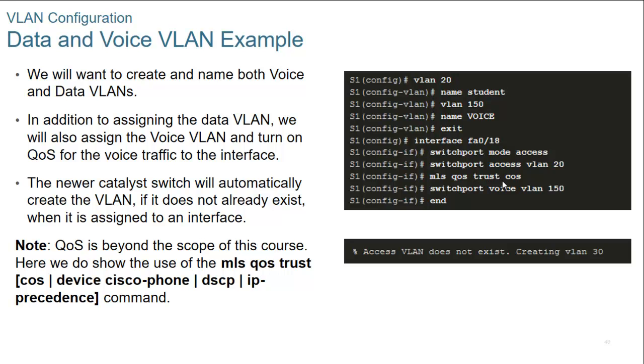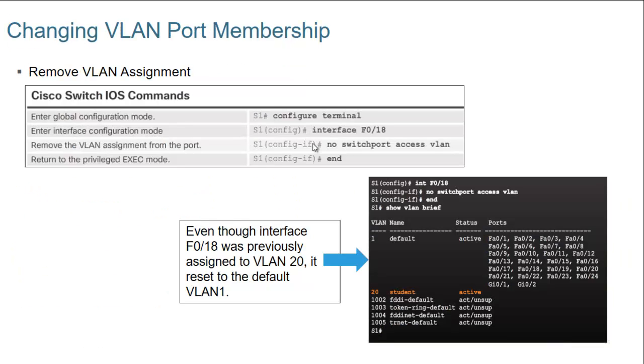The newer Catalyst switch will automatically create the VLAN if it does not already exist when it is assigned to an interface. In this example, we created VLAN 20. Let's say we want to assign an interface to VLAN 30. The newer Catalyst switch will find out that we have not created VLAN 30 and it will create it automatically.